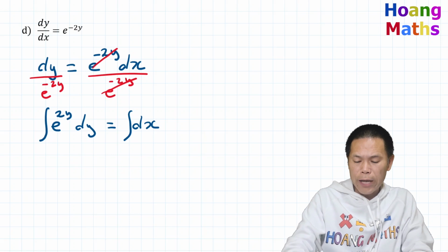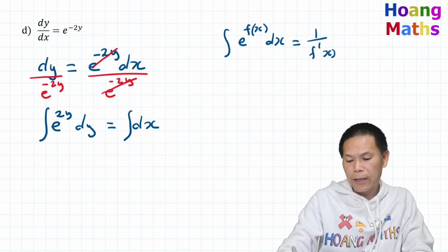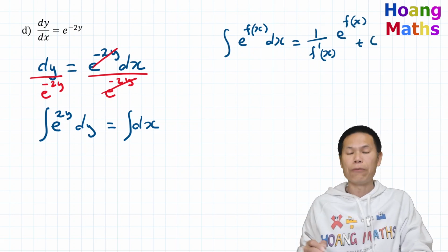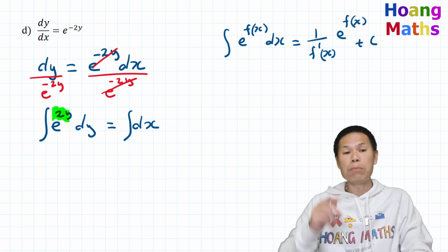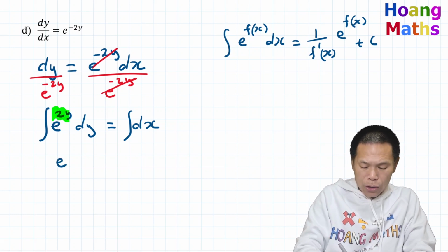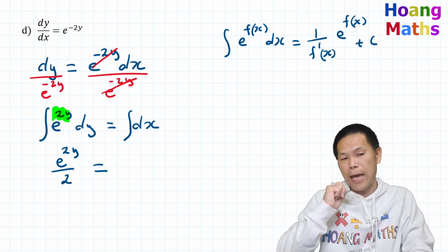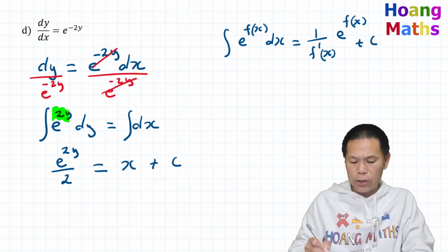Now don't forget, integrate e to the f of x dx is equal to 1 over f dash x, and then e to the f of x, and we add a c, don't forget. So now we differentiate 2y, which will give me 2. That means we divide by 2. So that is e to the 2y divided by 2. Integrate dx will give me x. And do not forget, we need to add a constant c.